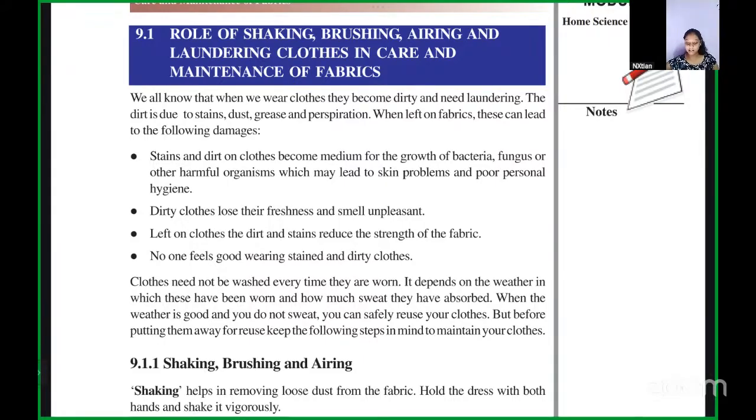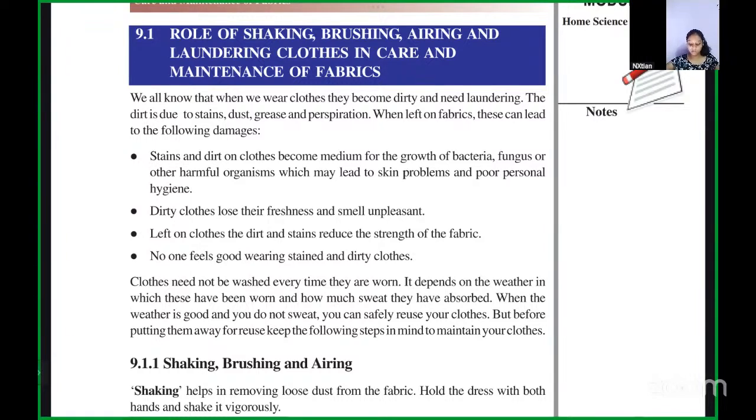That is laundering. Now, the dirt is due to stains, dust, grease, and perspiration left on fabrics. These can lead to the following damages. When stains, dust, grease, moisture, all of it is left on the clothes, the damage it causes is that stains and dirt on clothes become a medium for growth of bacteria, fungus, or other harmful organisms, which may lead to skin problems and poor personal hygiene. Bacteria grows, and if we wear them, then it can cause rashes. It can cause skin problems.